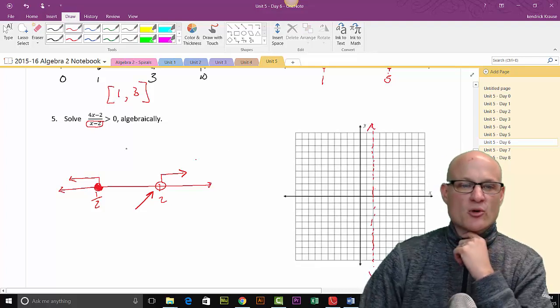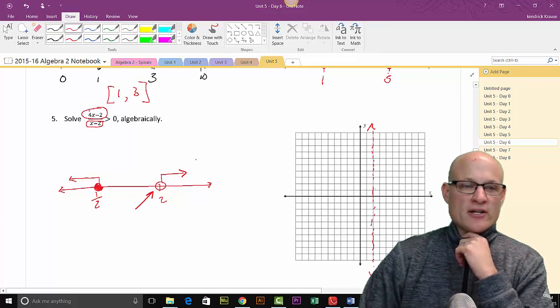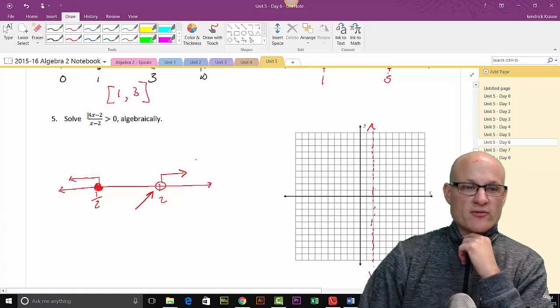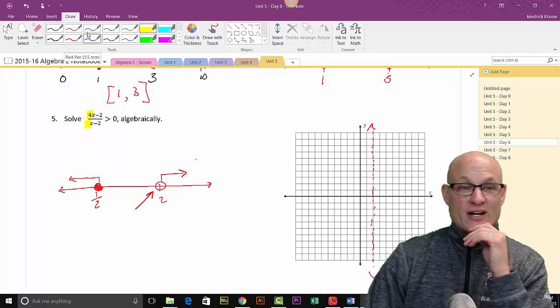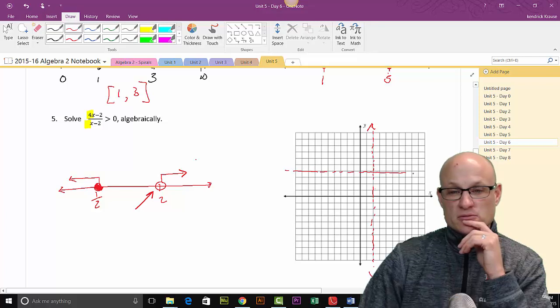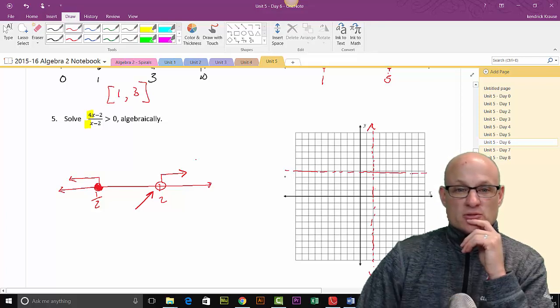Now, if you remember, our horizontal asymptote is the ratio of the leading coefficients. In this case, it's 4 over 1. So if I look at this 4 over 1, that would be my horizontal asymptote, which is y equals 4.